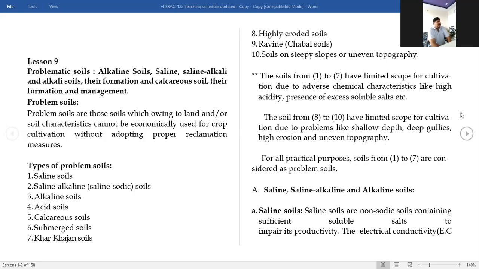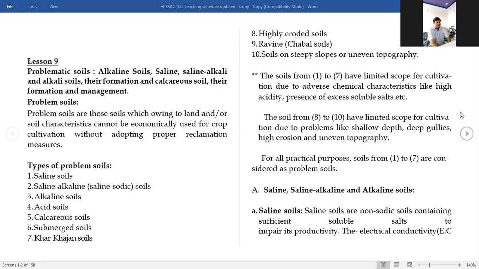So there are 7 to 8 types of problematic soils, out of which the worst and major category falls under the salt affected soils. In this, saline soil, saline alkali soil, and alkali soil fall under the category of salt affected soil. The rest are acidic soils, calcareous soil, submerged soil, khar khajan soil, highly eroded soil, ravine soils, and steep slopes.